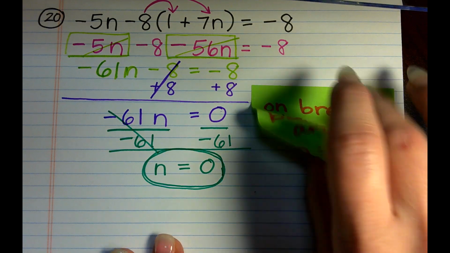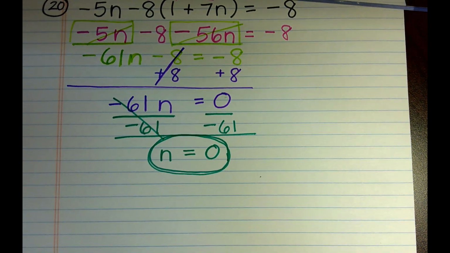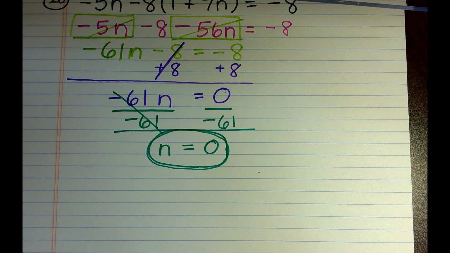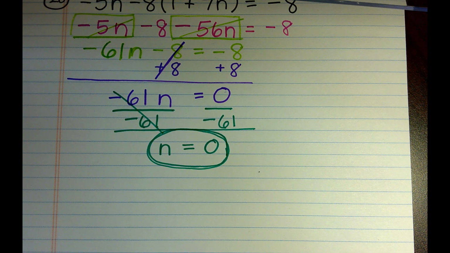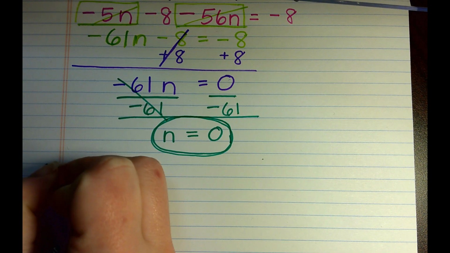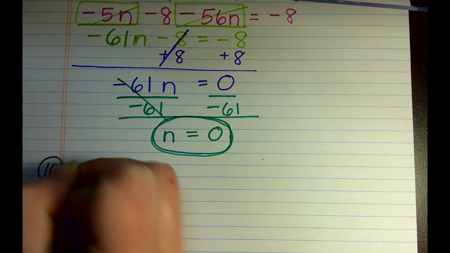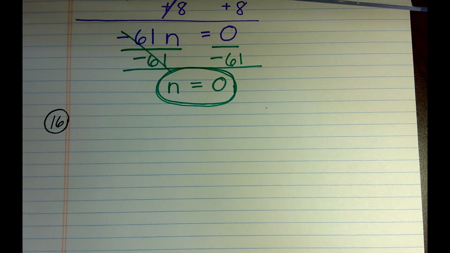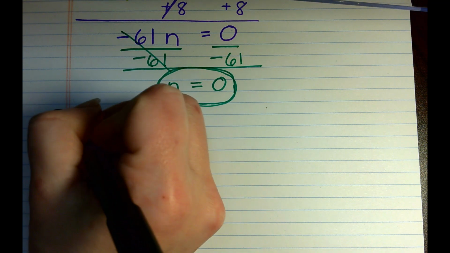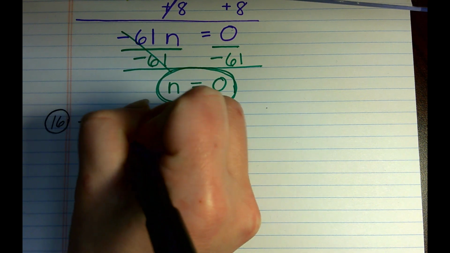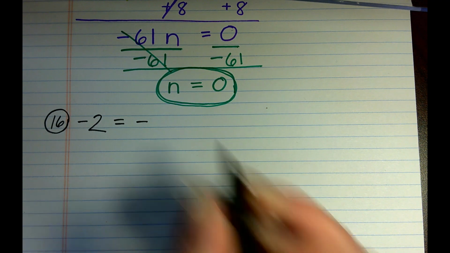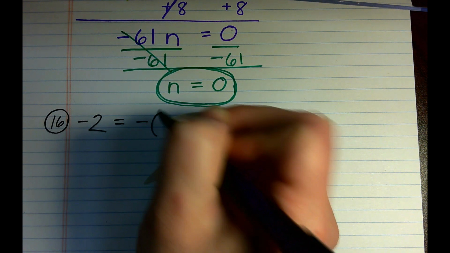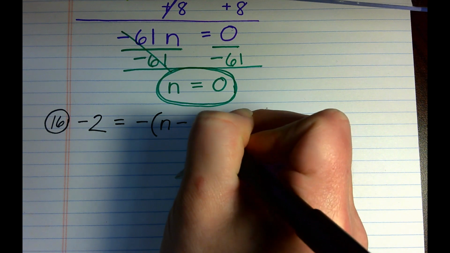All right. Back from our little break. And I wanted to run through one more problem from this worksheet that somebody mentioned to me that I think is worth mentioning. Let's look at number 16 on that worksheet. And number 16 is -2 equals negative, in parentheses, n minus 8.